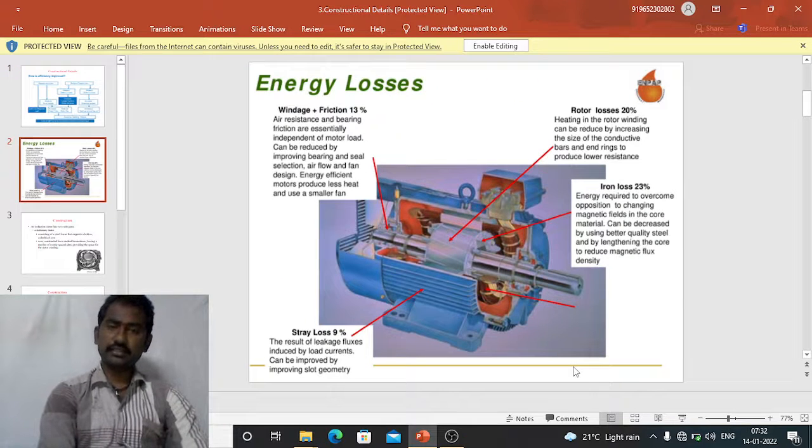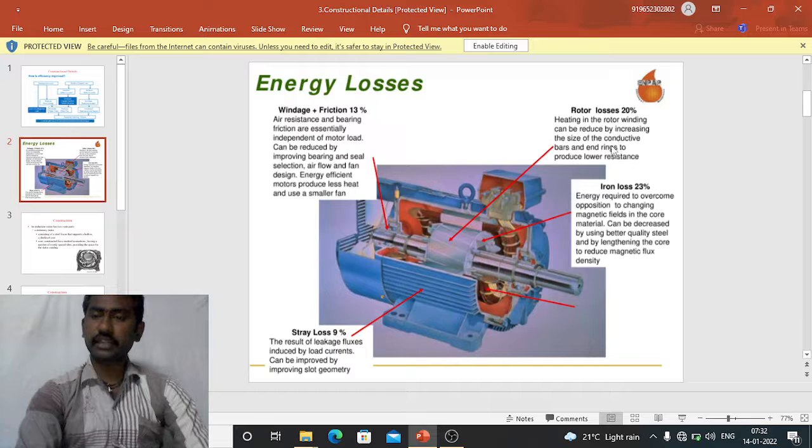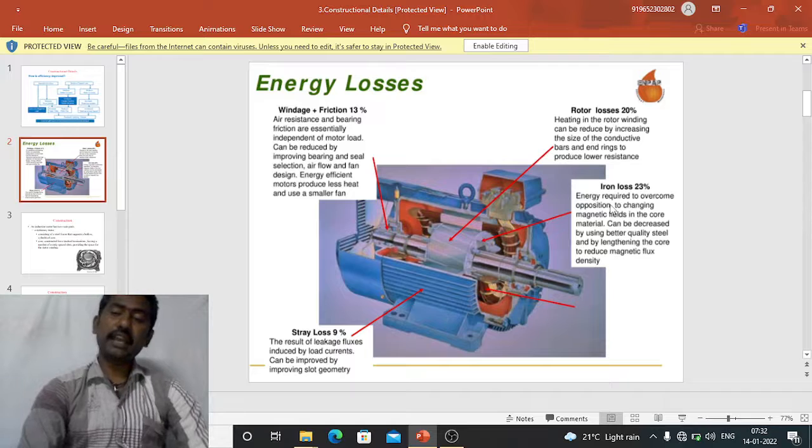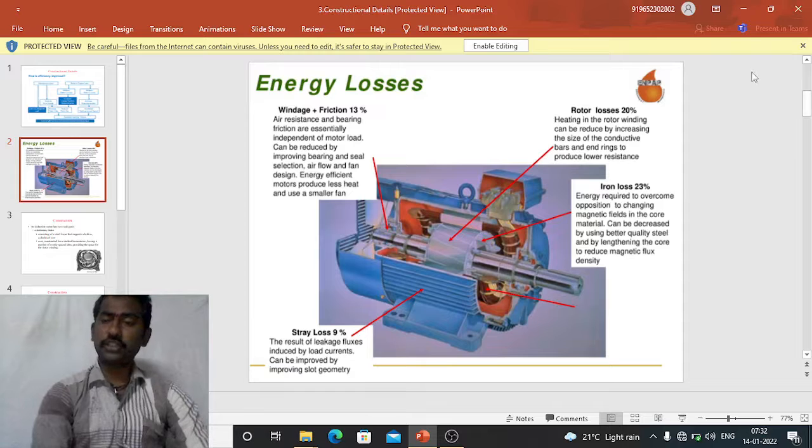And energy losses. So what are the various losses? We already discussed in the previous discussions. Rotor losses are nearly 20%. So heating in the rotor winding can be reduced by increasing the size of the conductive bars and end rings to produce lower resistance. And similarly iron losses are 23%. The iron losses are for both the armature core and the stator core. The energy required to overcome opposition to the changing magnetic fields in the core material can be decreased by using better quality steel and by lengthening the core to reduce the magnetic flux density.